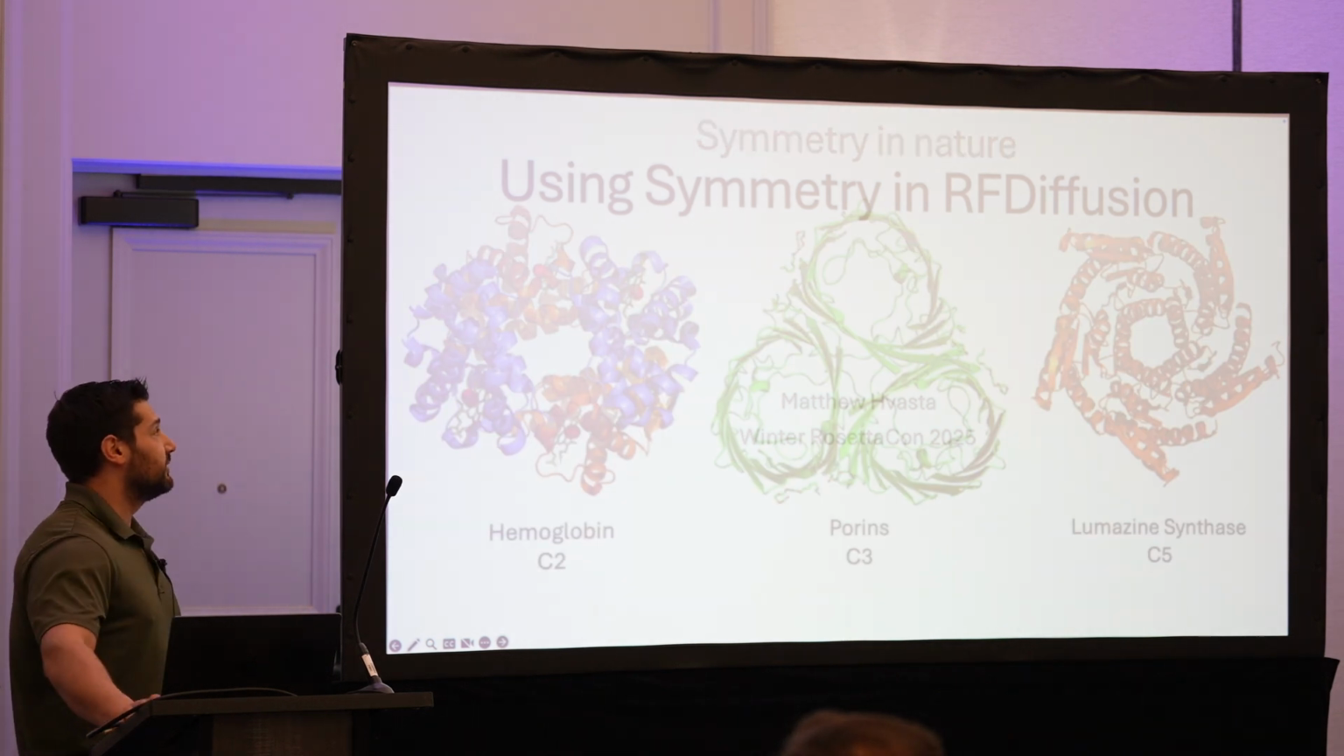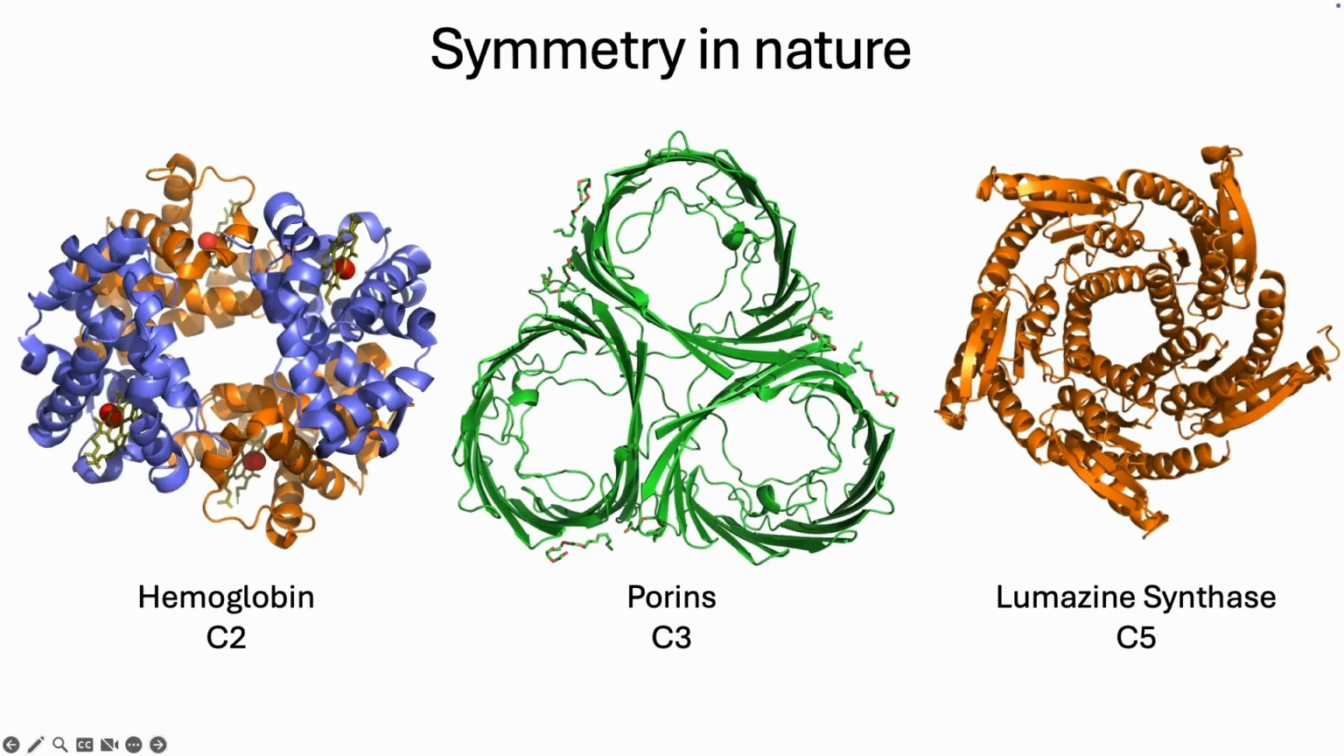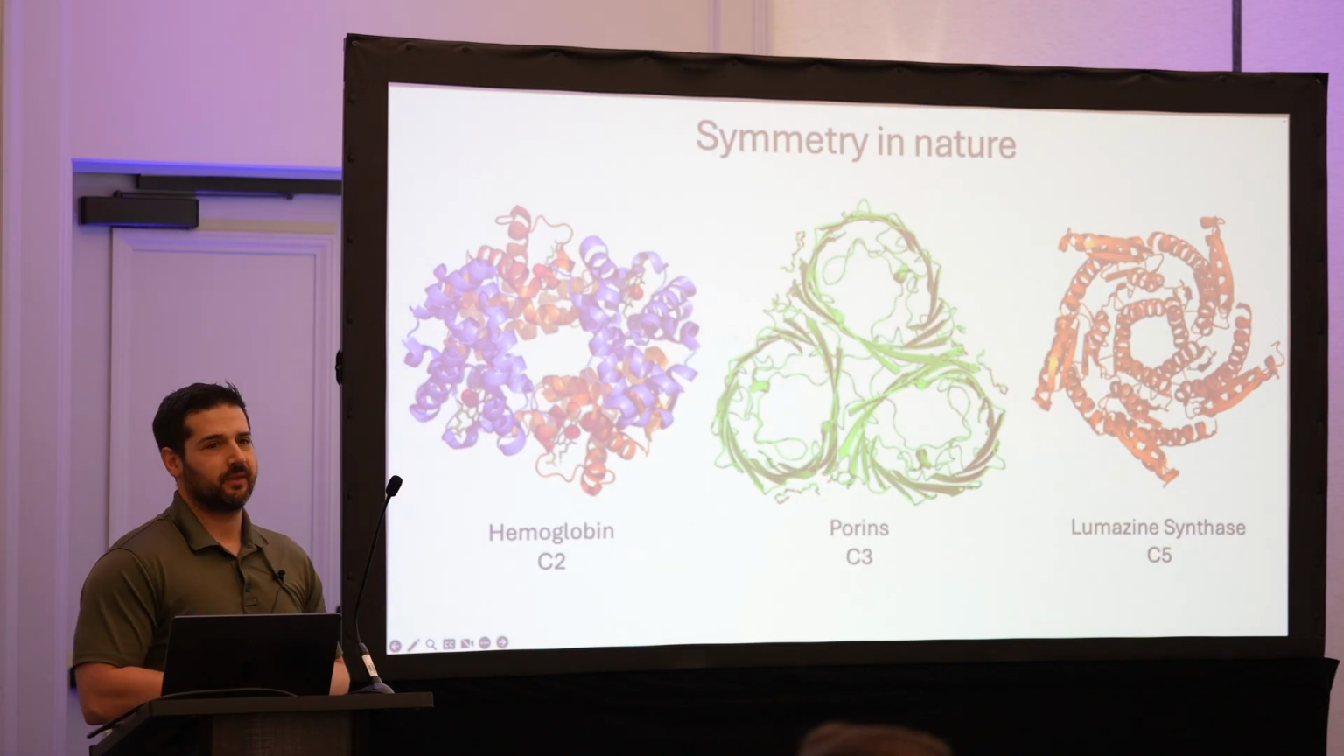So as Cyrus was saying, there are a lot of examples of symmetry occurring in nature. If we go not quite as big as a virus, but smaller, hemoglobin has something called C2 symmetry. Porins inside of your membranes, which allow trafficking, have C3, and limonene synthase would be something considered C5.